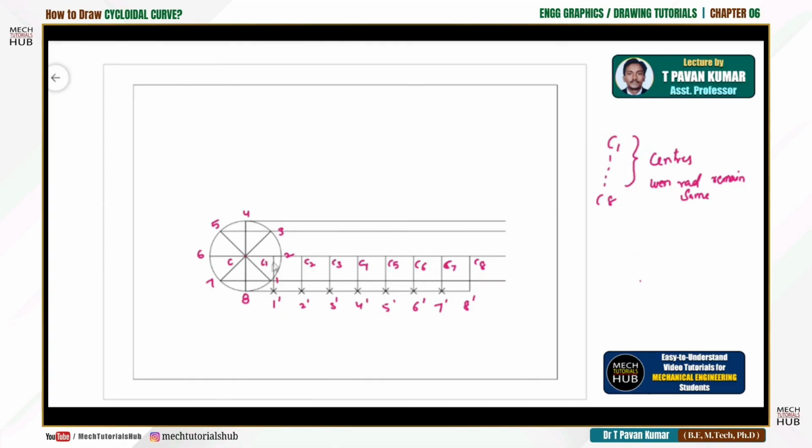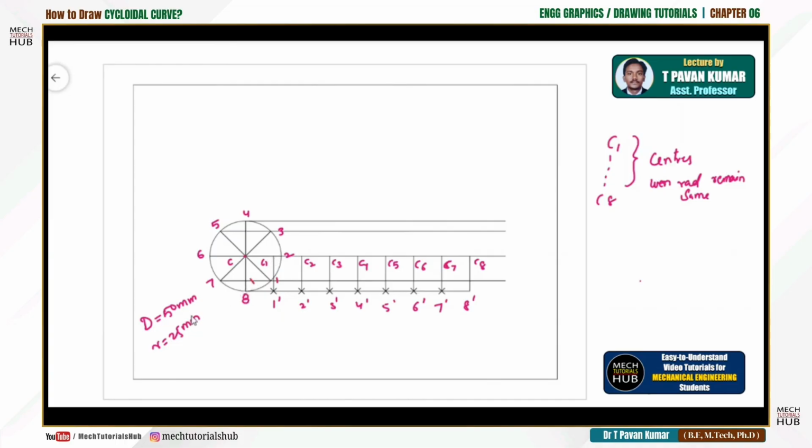For example, if C is the center, and in the question D equal to 50 mm is given, then the radius becomes 25. So C1 as center, 25 as radius. First cut on the first line, which is the 7-1 line. Taking this as a center with your compass, cut this line.